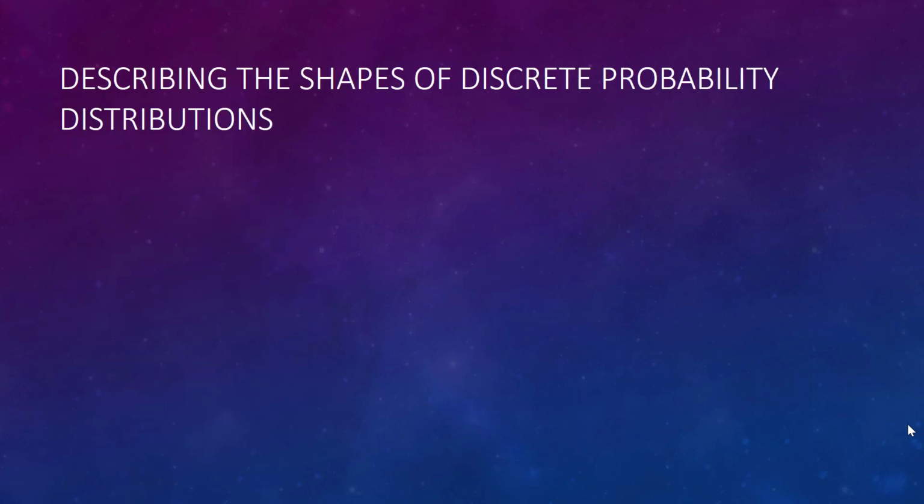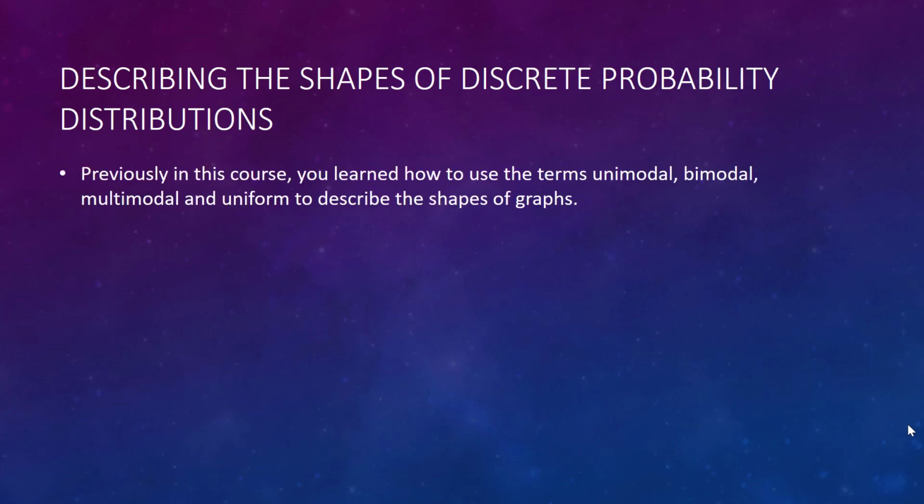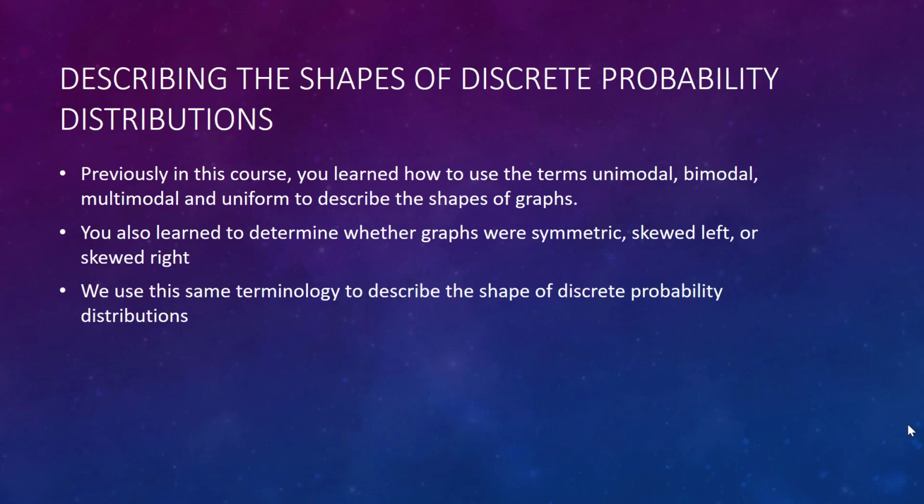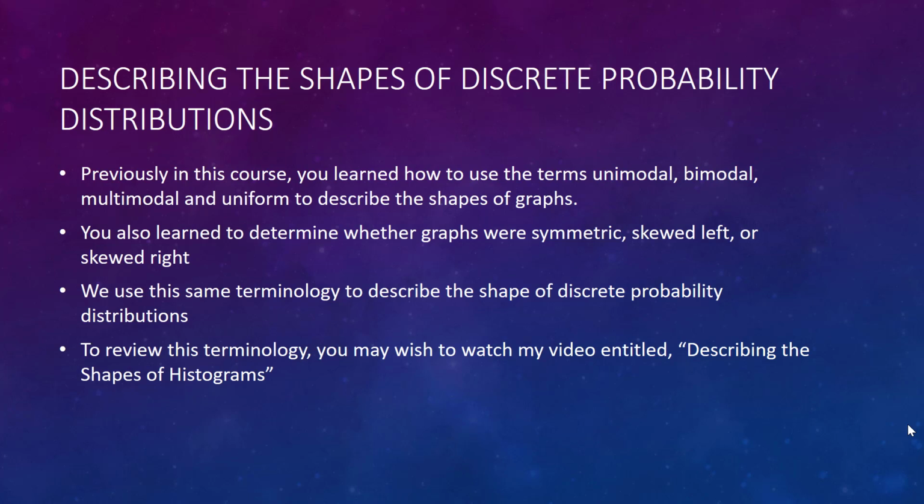Describing the shapes of discrete probability distributions. Previously in this course, you learned how to use the terms unimodal, bimodal, multimodal, and uniform to describe the shapes of graphs. You also learned to determine whether graphs were symmetric, skewed left, or skewed right. We will use the same terminology to describe the shape of discrete probability distributions. To review this terminology, you may wish to watch or rewatch the video entitled Describing the Shapes of Histograms.